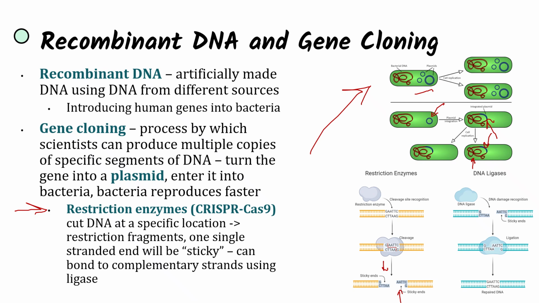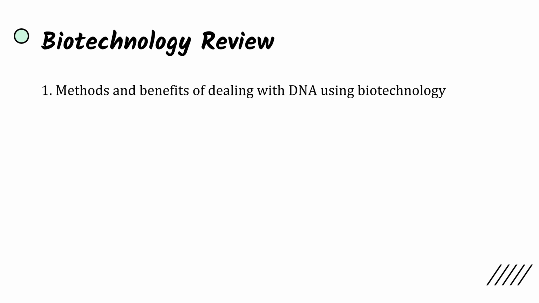So in this way, restriction enzymes are able to cut out specific sequences of DNA, which can then be turned into plasmids and cloned by bacteria. So today, in the last lesson of Unit 6, we discussed methods and benefits of dealing with DNA using biotechnology, including DNA sequencing, PCR, gel electrophoresis, and gene cloning.